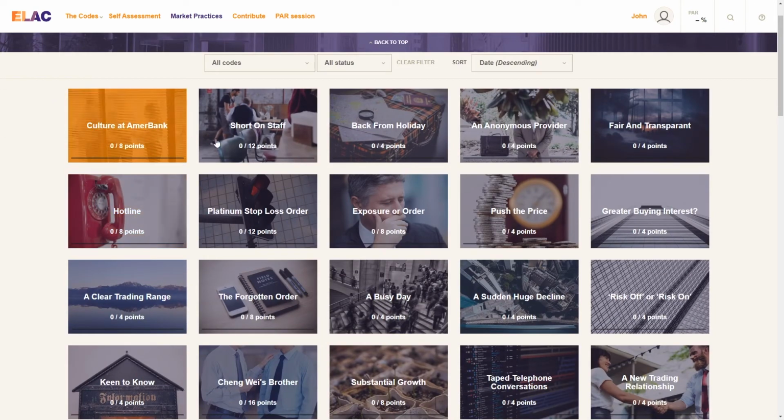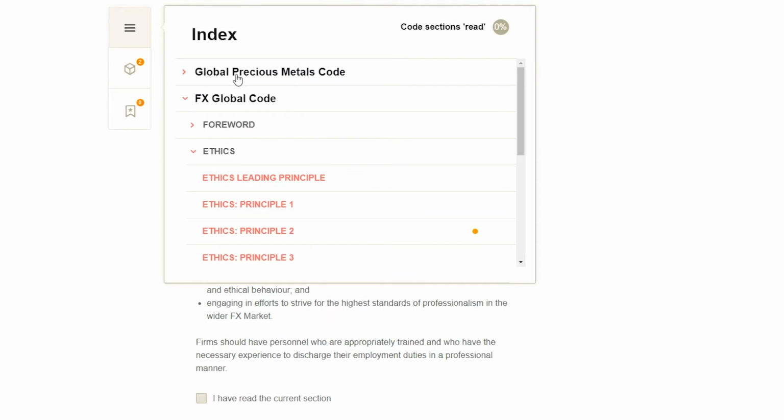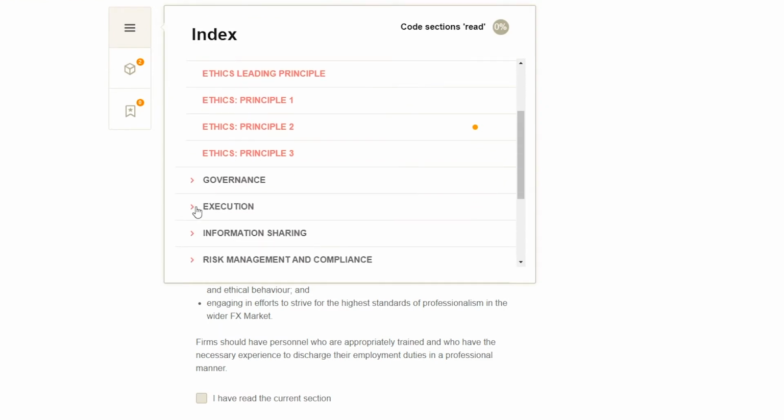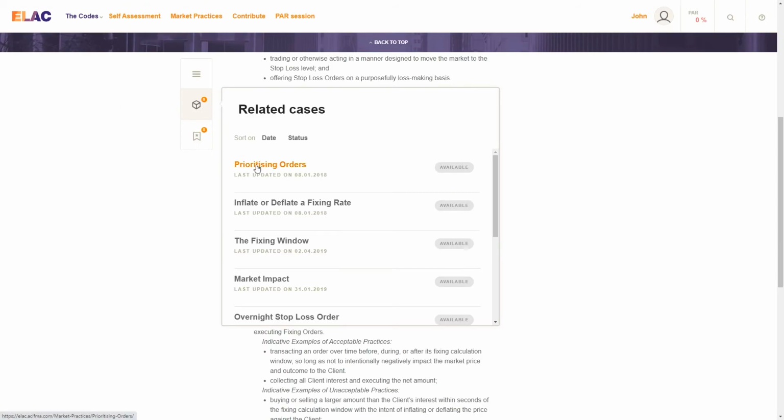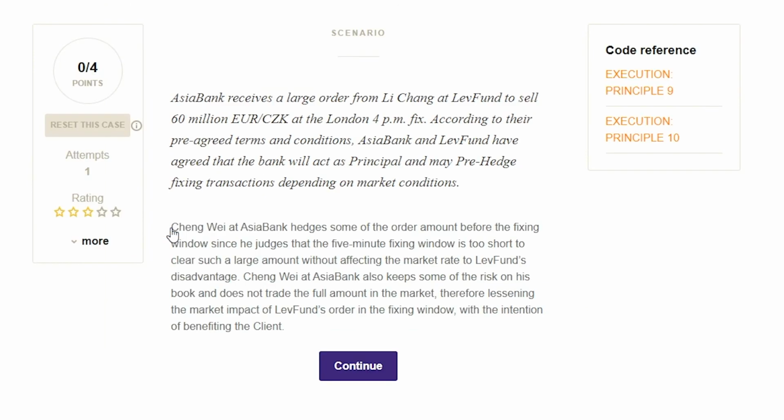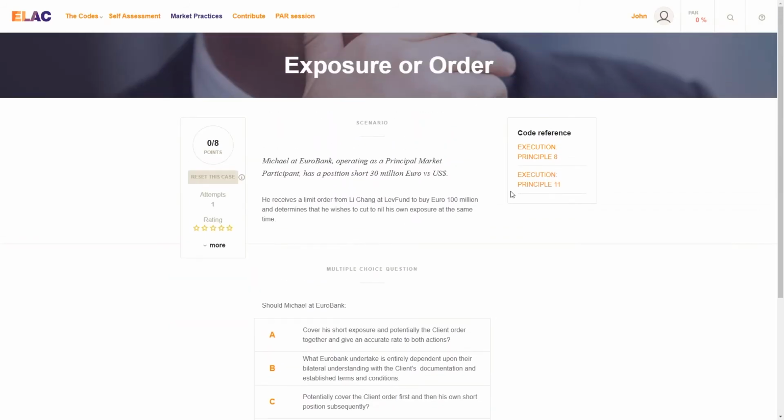When reading the code's principles or sections, users may wish to immediately test their practical knowledge of how the codes will apply in practice. ELAC contains a diversified number of real-life scenarios that cover the whole content of the codes, so users can learn and understand them in a relatable and modern way of development.